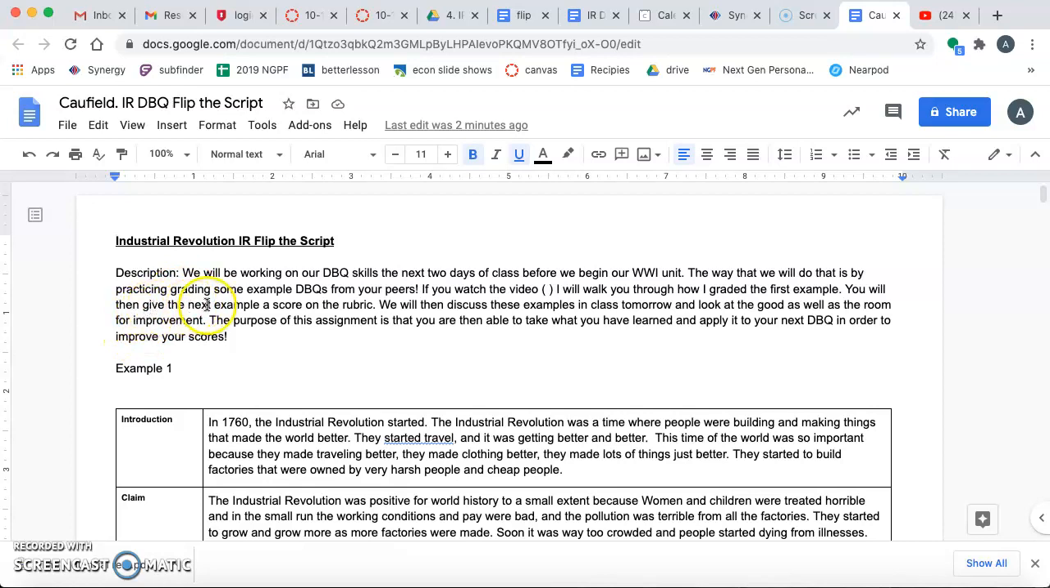You will then give the next example scores on the rubric. We will then discuss these examples in class tomorrow and look at the good as well as the room for improvement. The purpose of this assignment is that you are able to take what you have learned and apply it to your next DBQ in order to improve your scores.